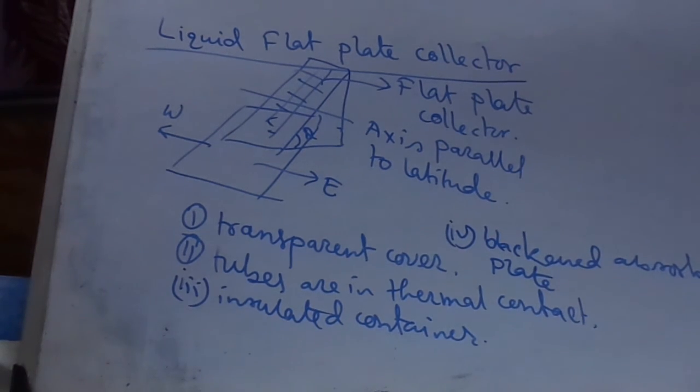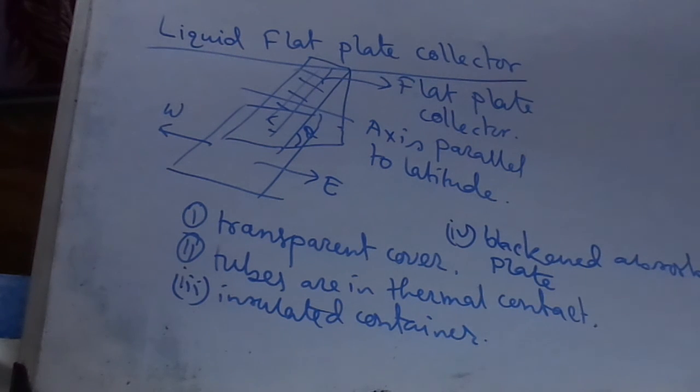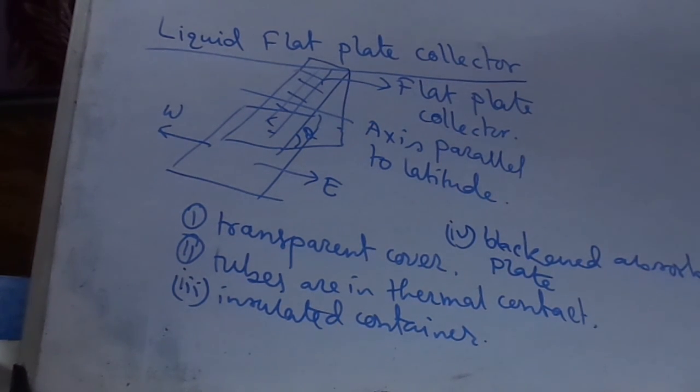A liquid, most commonly water, is used as the heat transport medium from the collector to the next stage of the system. However, sometimes a mixture of water and ethylene glycol is also used if the ambient temperature is likely to drop below 0 degree centigrade during night. Heat is transferred to the heat transfer liquid circulating in the tube.